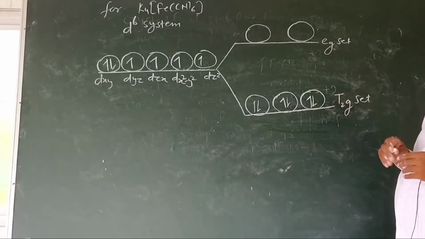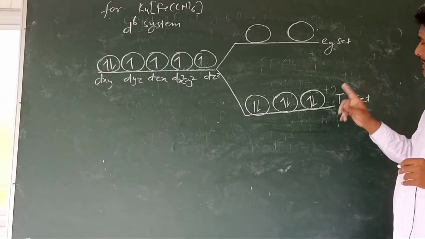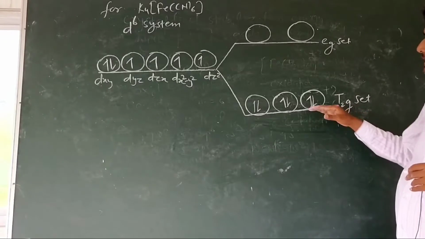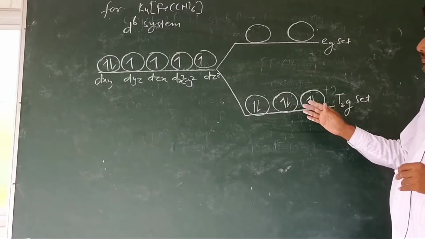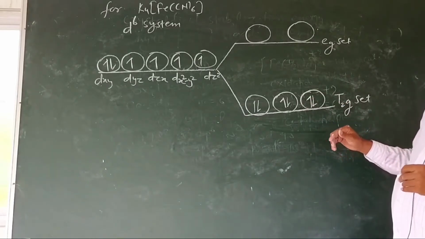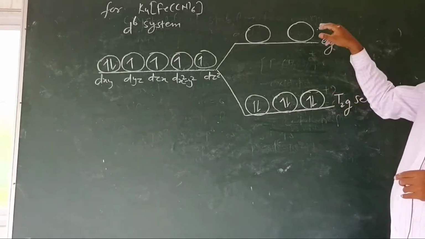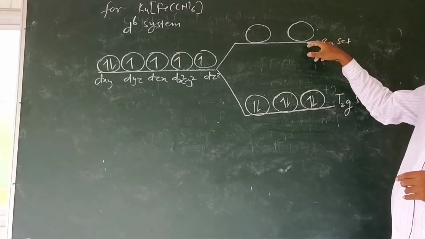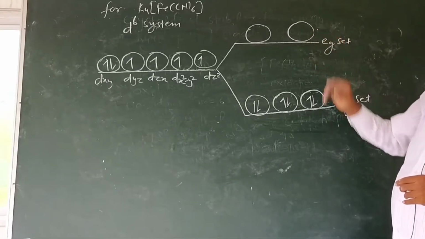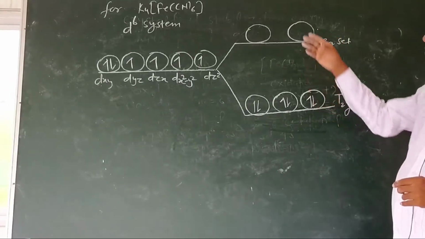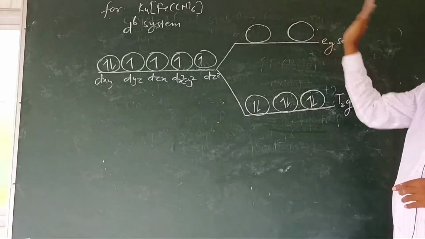After this, we will count the stabilization energy. Each electron in the T2G set stabilizes the given compound by 0.4 Δ, and each electron in the EG set destabilizes the given compound by 0.6 Δ. So here there is no electron in the EG set, so no chance of destabilization.